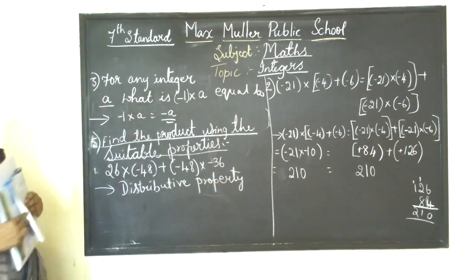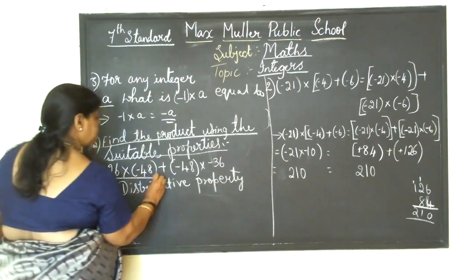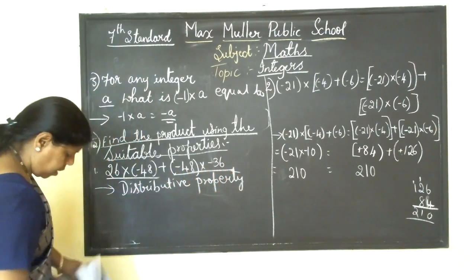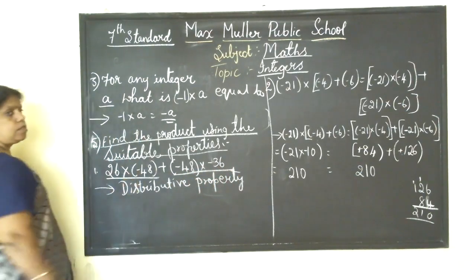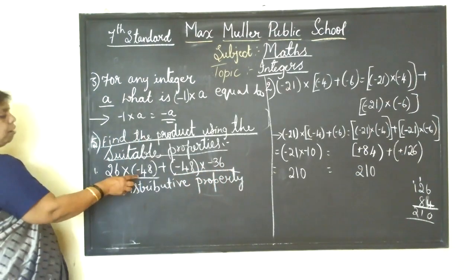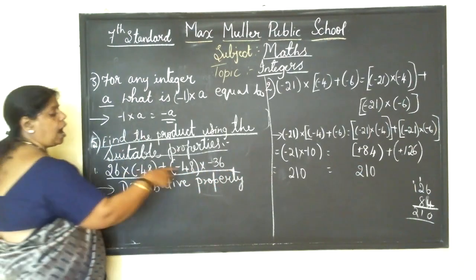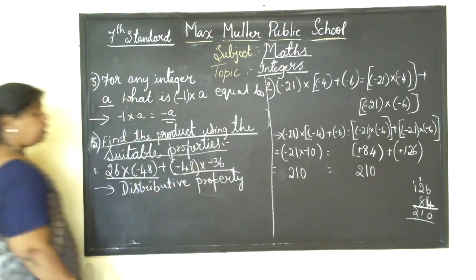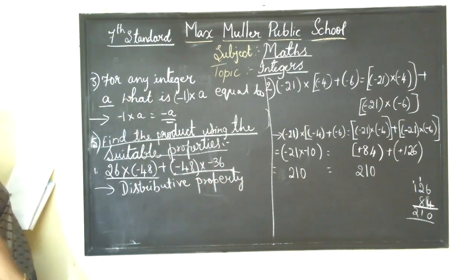When we say, see, this is one set of numbers, this is another set of numbers. We see the same number on both sides. So, it is distributive property. Minus 48 is multiplied with 26. Another minus 48 is multiplied with minus 36. So, we will see what the answer is now.